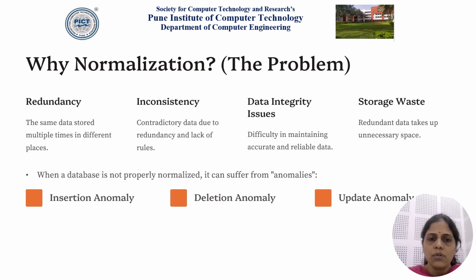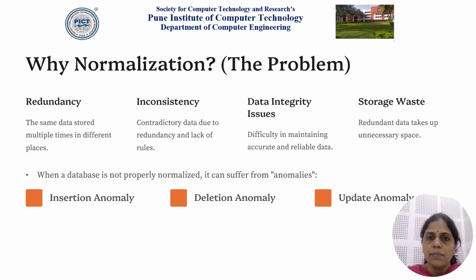So what are the problems if we don't have normalization? The very first problem we have already discussed is redundancy. Redundancy means the same piece of information is present at different locations, which in turn creates inconsistency of the data. It's very difficult to update all the data present at those locations, because they will have different values which are not consistent. It becomes contradictory due to redundancy and lack of rules, which in turn leads to a problem called data integrity issues.